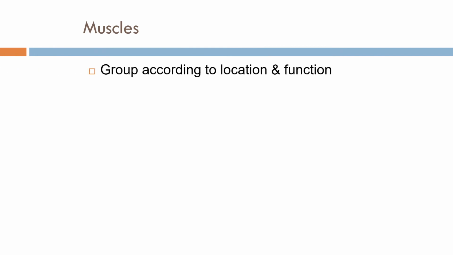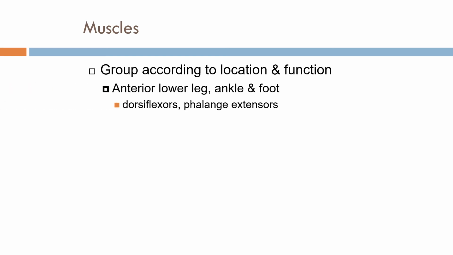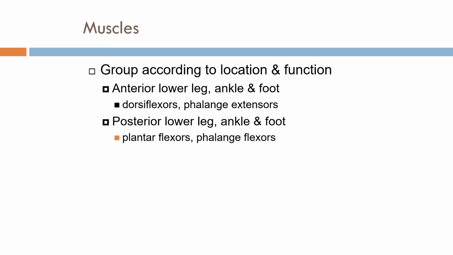Again, group according to location and function. Okay, so again, where you can kind of group things, it'll help you remember things a lot easier. So the anterior lower leg, ankle, and foot are going to be your dorsiflexors and your phalange extensors, or your toe extensors. They're going to be in the anterior lower leg, ankle, and foot. Posterior lower leg, ankle, and foot, it's going to be your plantar flexors and your phalange flexors. Okay, so again, as we're going through these individual muscles, be making note of these general locations and how they match up with the function that they do.